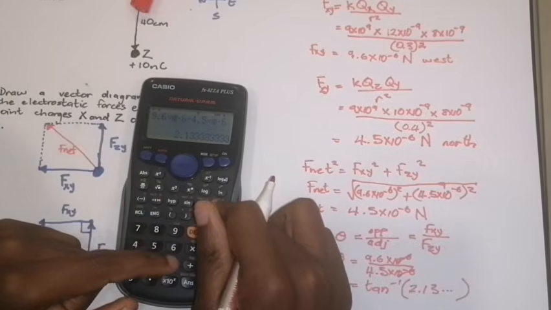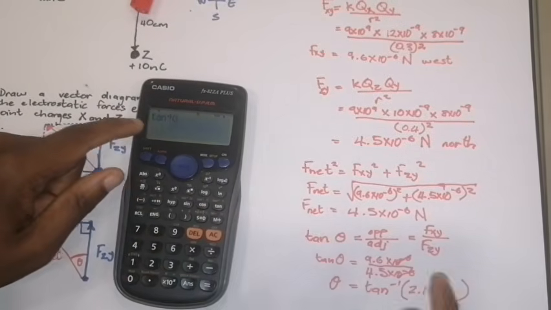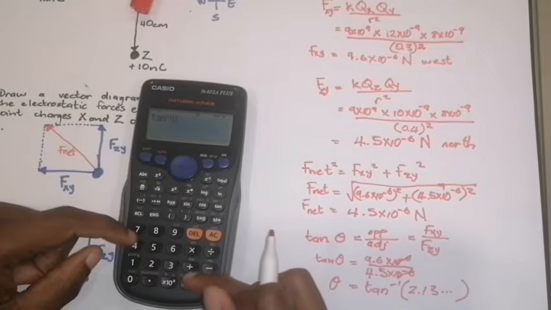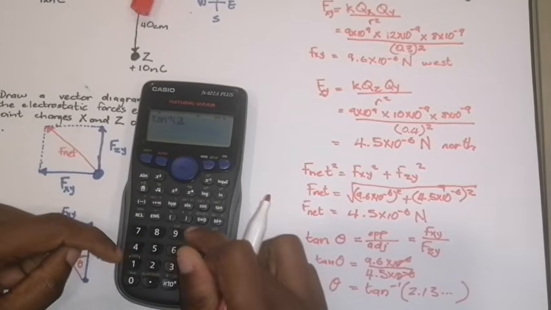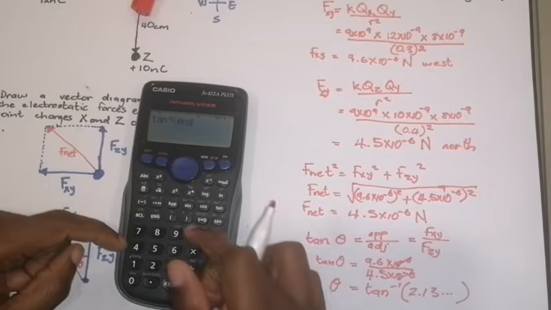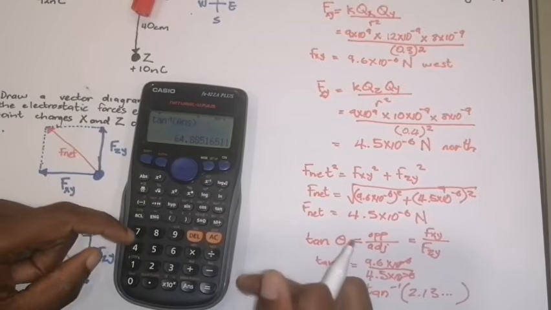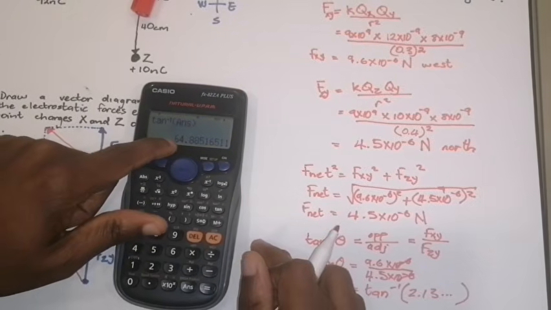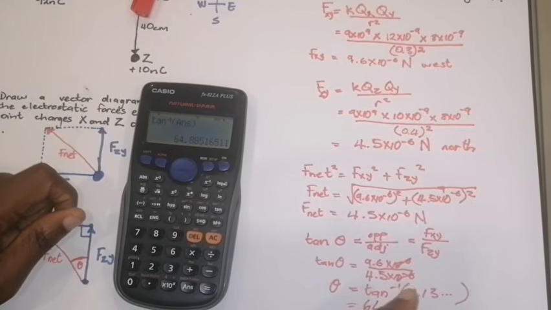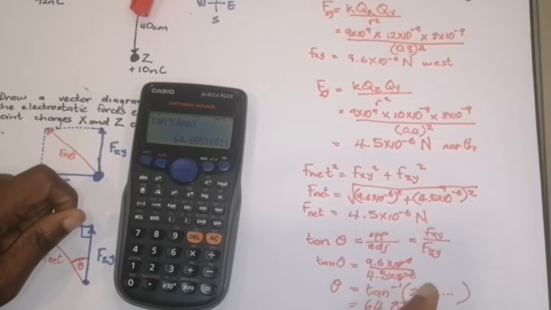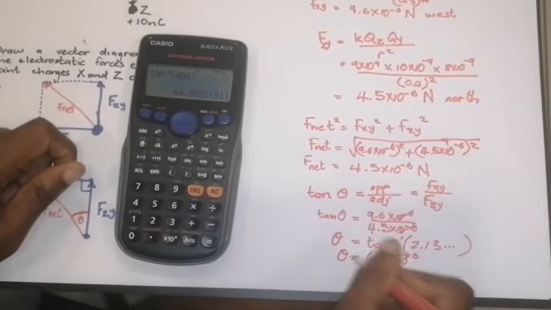I'm not going to remove it here, so I'm simply going to say shift, here's my tan, that's tan inverse. In fact, let me just say answer so that it's more accurate. Then I get a value of 64,88 degrees. That's my angle.